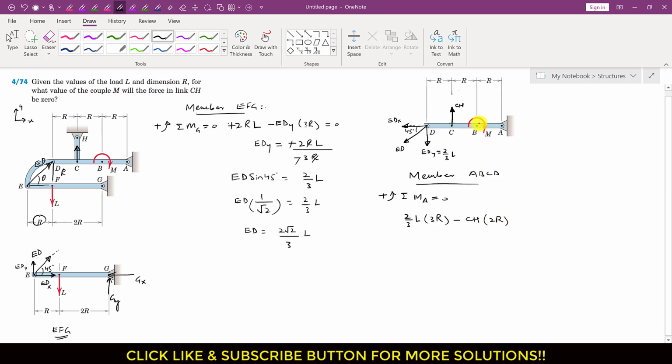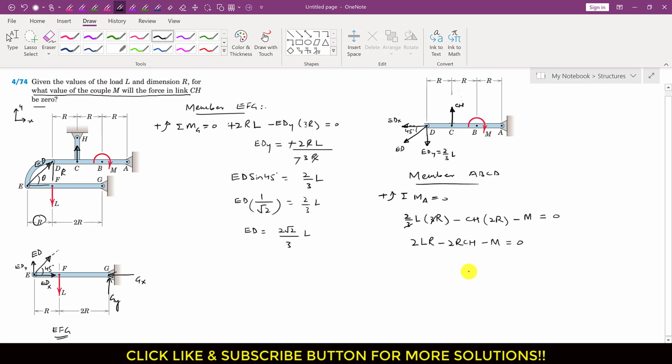And similarly, since it's a free couple and a clockwise couple, we will write minus M, and this is equal to 0. If we simplify this, this will cancel out, so we are left with 2LR minus 2RCH minus M equals 0. In this particular problem it is said, for what value of the couple M will the force in link CH be 0?